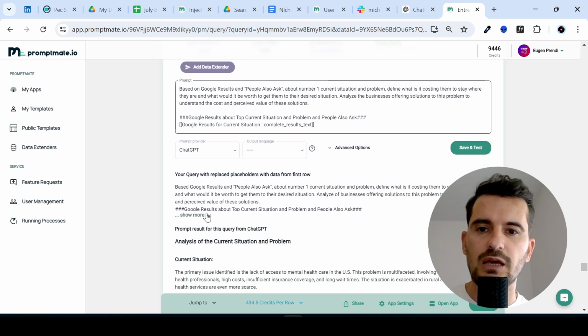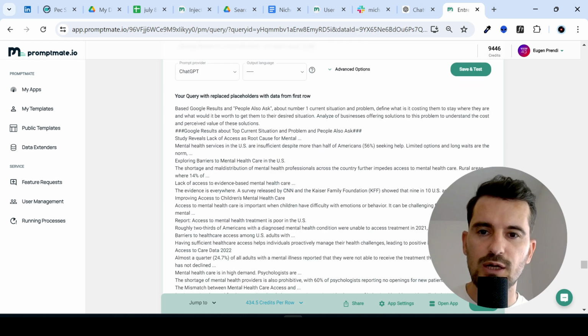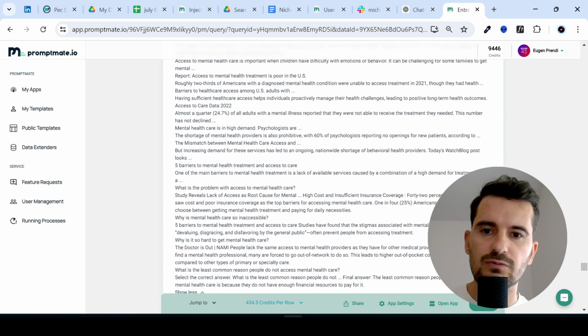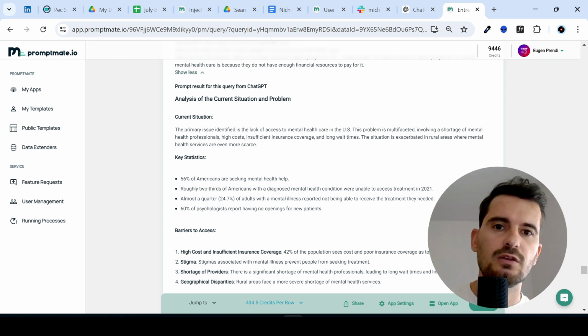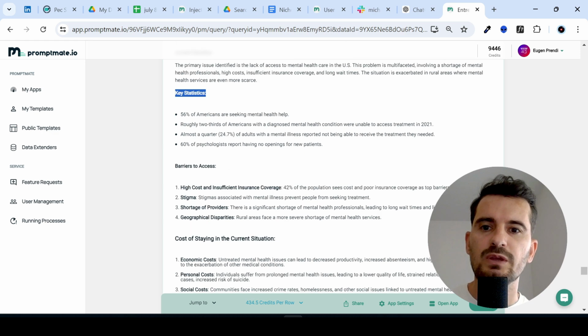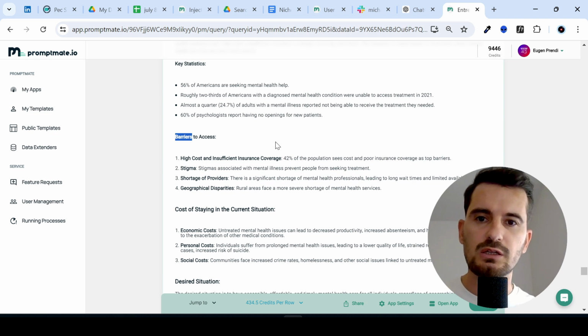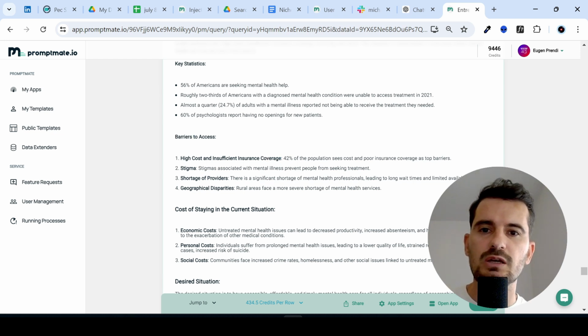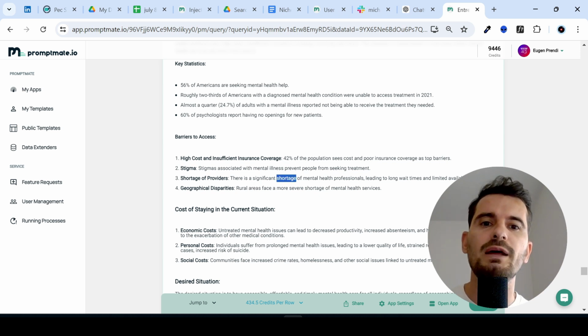So here, again, thanks to our Google search results extender, we can extract all the results on Google, and it says the current situation is the primary issue identified is the lack of access to mental health in the US, etc. It gives some key statistics, barriers to access, what's holding them back, right? So it says high cost and insufficient insurance coverage, stigma. This prevents people from seeking treatment, shortage of providers, which is very important because, again, what's our interest? To penetrate the market, right? So it says there is a significant shortage of mental health professionals, right?